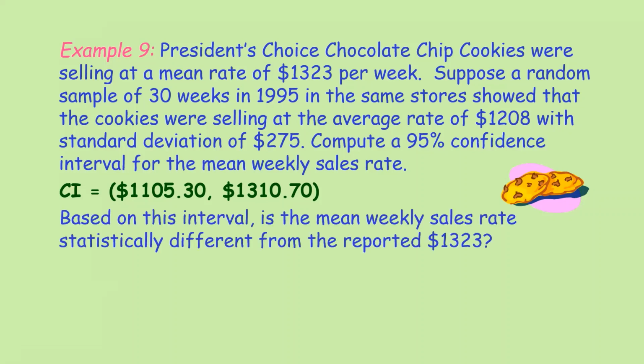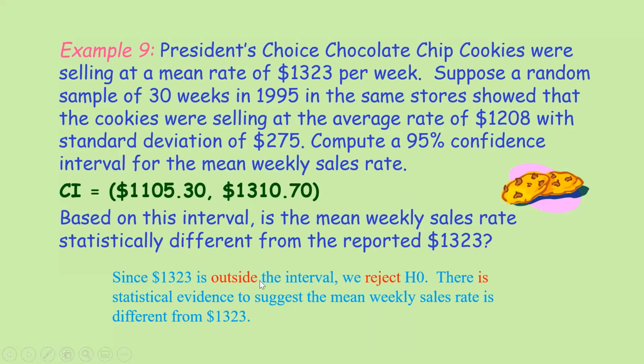So based on this interval, if it's asking us, it has a mean rate of 1323. Is it different from 1323? Well, since 1323 is outside the interval, we reject H0. There is sufficient evidence to suggest that the mean weekly rate is different from 1323. So again, a hypothesis test is a more direct way of conducting this confidence interval check. In the last chapter, we would have to make an interval and then see if it's inside or outside. A hypothesis test is a more direct route, but notice we get the same answer.